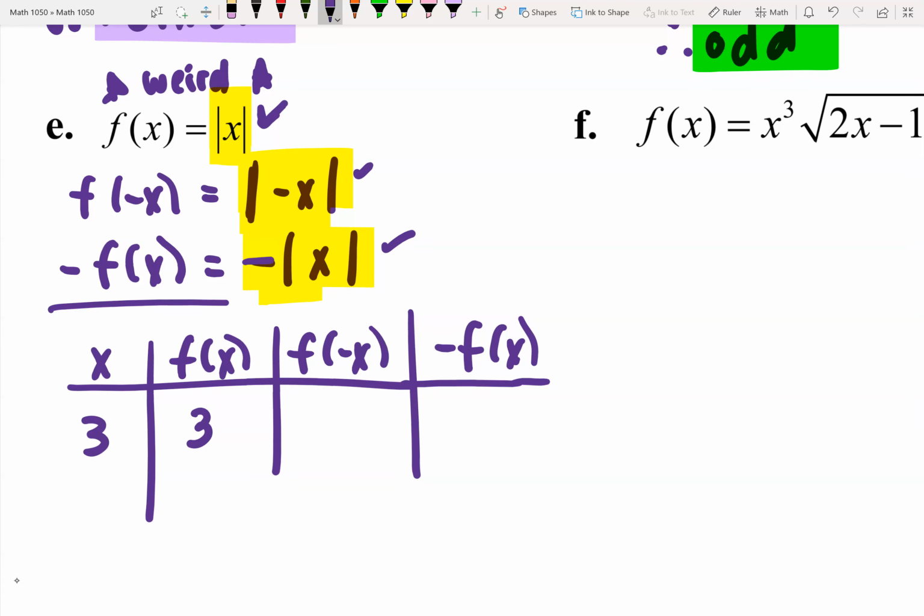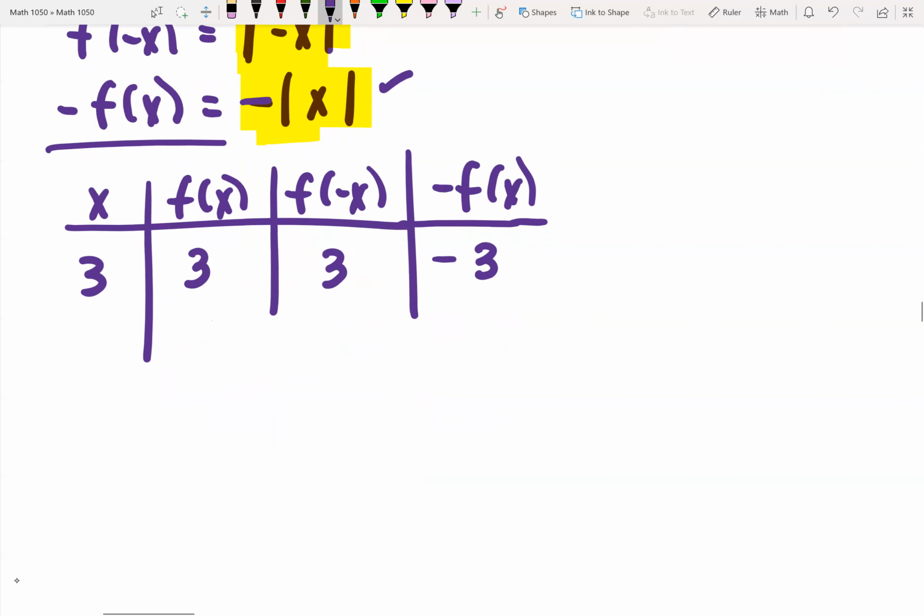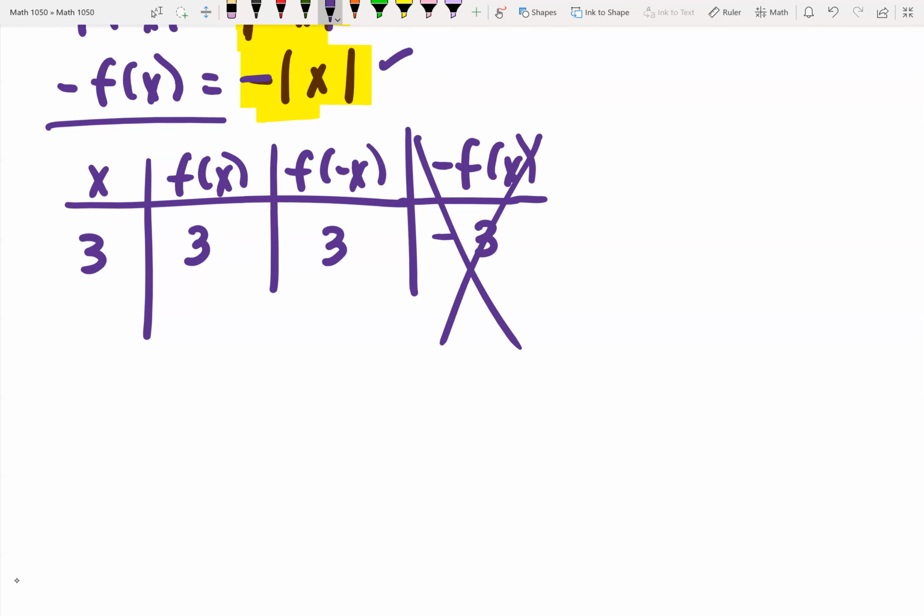Now let's do the next guy, f of negative x, that's here. If I put in a 3, that'd be the absolute value of negative 3, which is a what, everybody? That's a 3. This guy, the absolute value of 3 is a 3, but you've got that negative sitting out in front. So that's what Holly and I were trying to say. This guy right here is never going to be equal to anything.